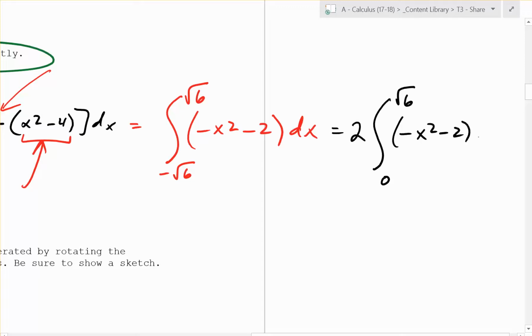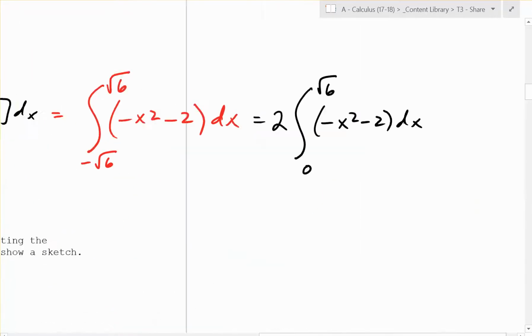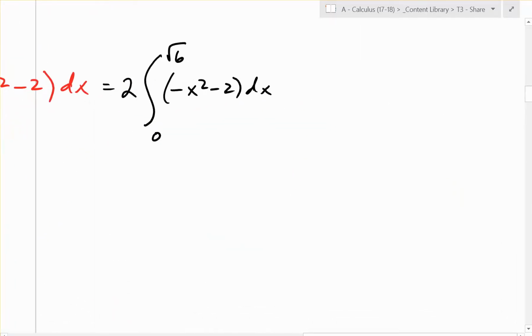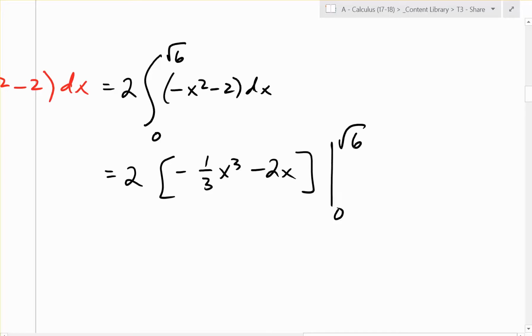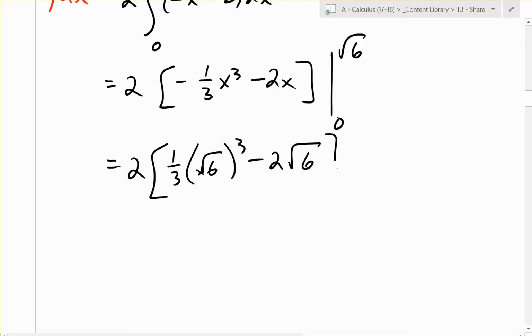this thing right here. Now keep in mind this question said, what is it exactly? Exactly, meaning you need to actually do this out by hand and be really careful about it. So this is going to be 2 times -1/3 x cubed minus 2x, and we're going from 0 to √6. The nice thing is when you plug in 0 into this, it comes out to be 0. So we just need to plug in √6. So it's going to be 2 times 1/3 times √6 cubed minus 2 times the square root of 6.